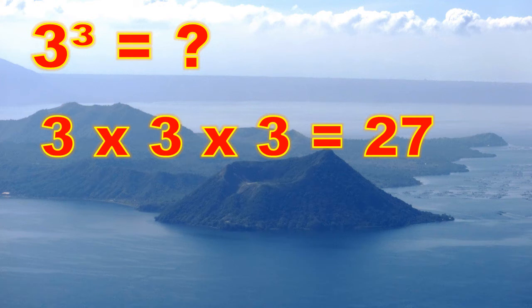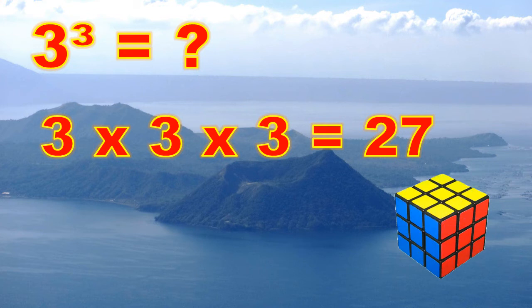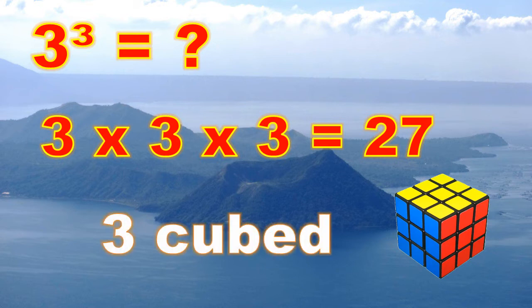Let us have an example. A Rubik's cube, which has width, length, and height, meaning 3 boxes length, 3 boxes height, 3 boxes width. So if you add all in all, the Rubik's cube has 27 small boxes, and that is what we call 3 cubed.